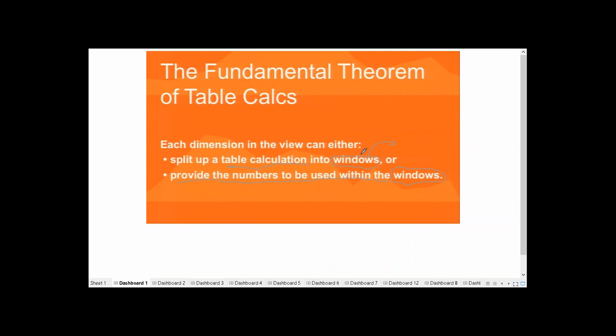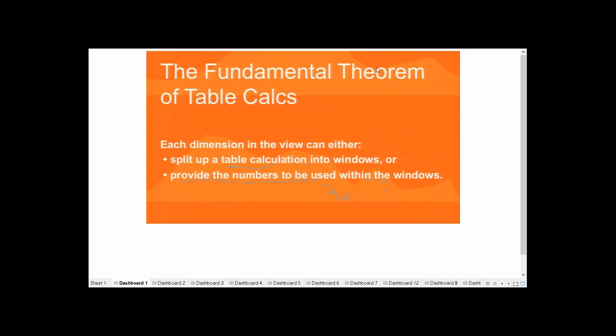In other words, the dimension will act as a partitioning field to split the table calculation into windows, or the other behavior of the dimension is to provide the required numbers within that partition. The required numbers within that partition is nothing but the addressing field.